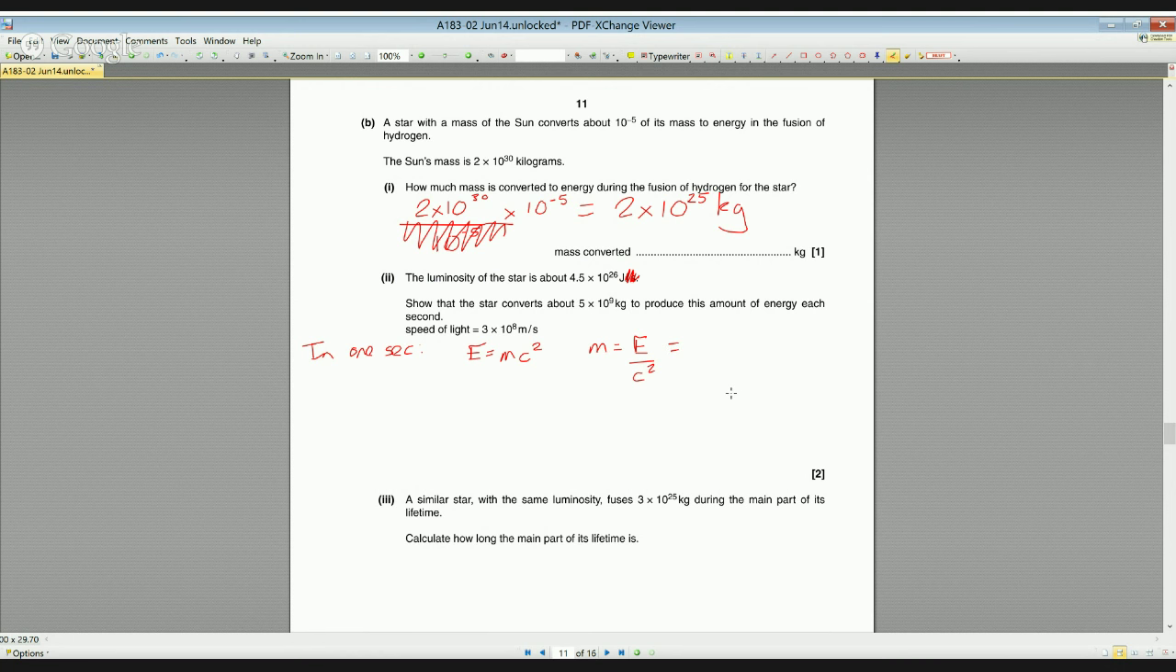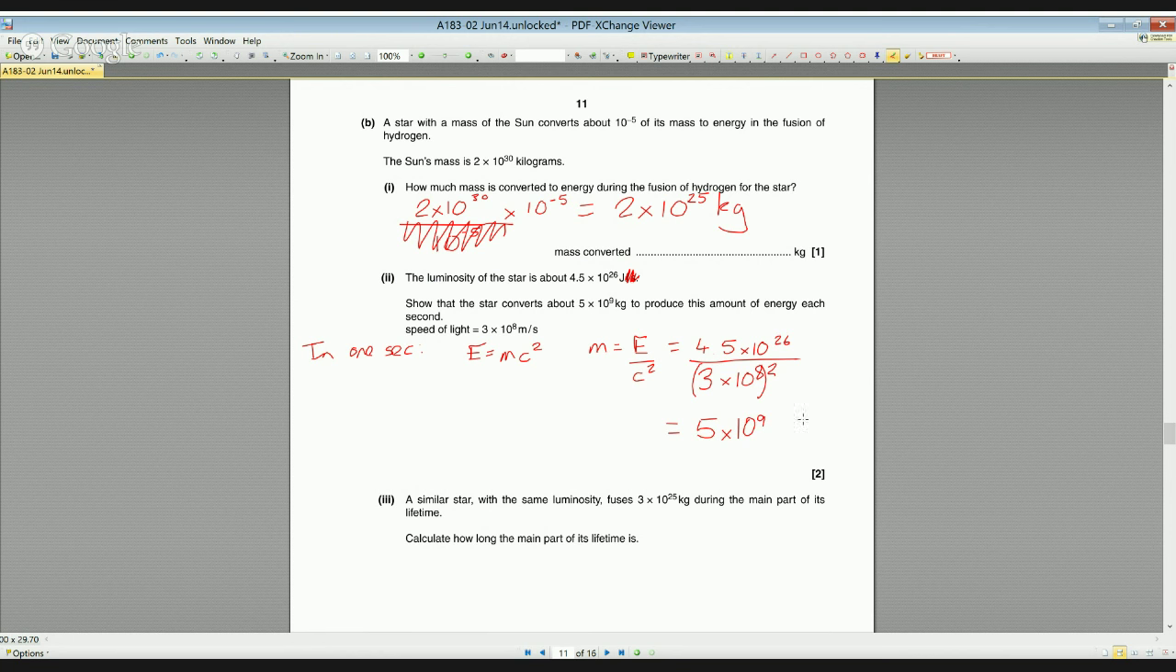And we can then plug in our values. So 4.5 times 10 to the power of 26 divided by, and you need to be very careful when you're doing this here, use brackets if you need to, 3 times 10 to the power of 8, close the bracket and square it, and that will give you 5 times 10 to the power of 9.